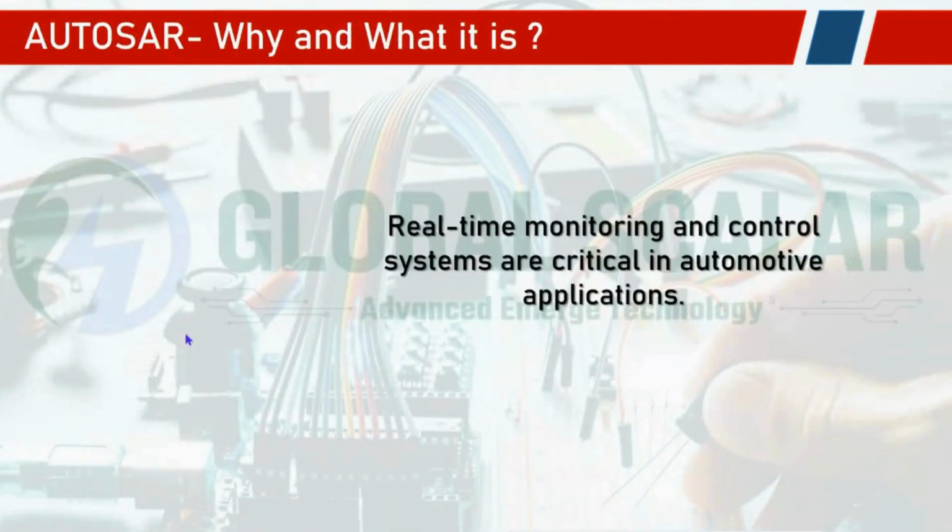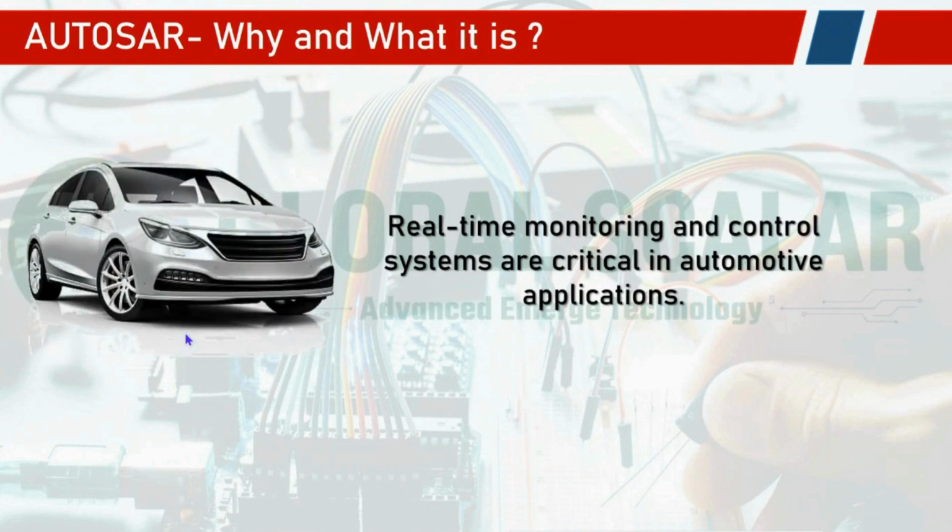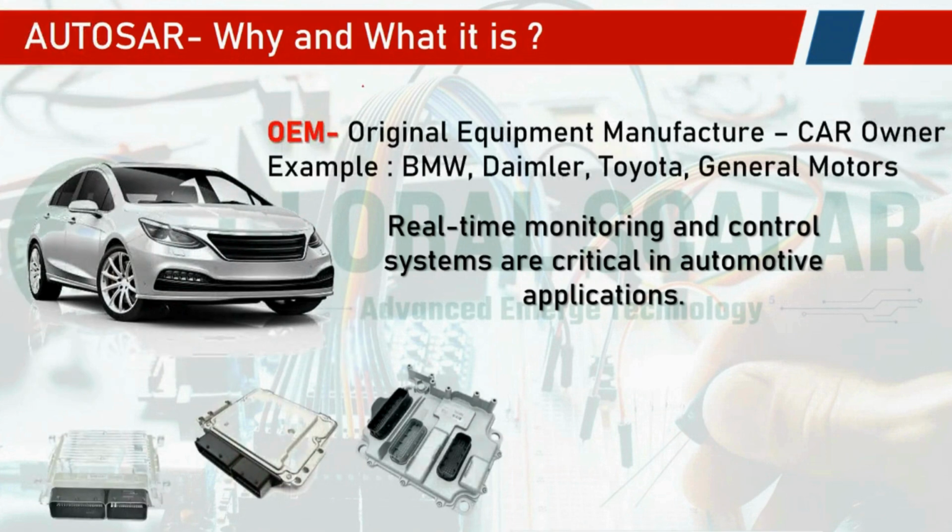In a vehicle, why is this software used? It is used to monitor real-time constraints and critical functionalities or critical applications, which can be handled easily by the automotive software components. For example, consider the OEMs, such as BMW, Daimler, Toyota, and General Motors. They also require software to monitor real-time constraints.